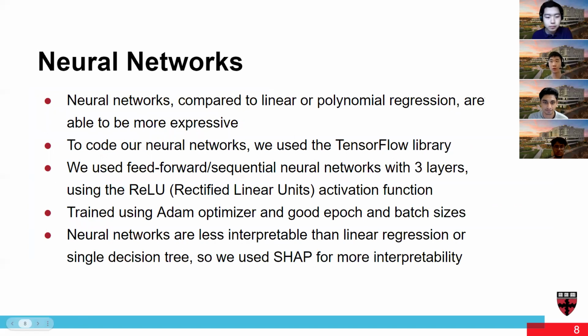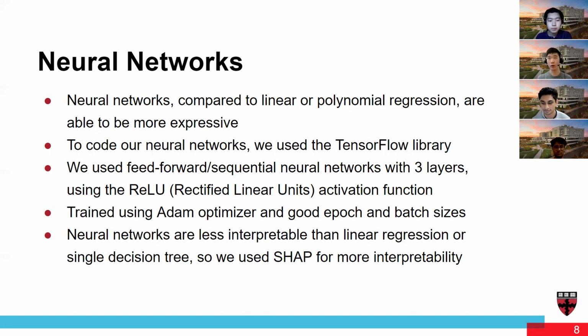In order to express more of the complexity of our model, we wanted to use neural networks. And so we used the TensorFlow library to create feed forward neural networks with 3 layers. And we used the ReLU activation function, which provides the nonlinearities required to be more expressive. Then we trained our neural networks using the Adam optimizer, since research shows it has good performance, and it's especially optimized for large data sets and large numbers of predictors, which matches our use case. We also experimented with epoch and batch sizes to find a good fit that struck the right balance between the training speed as well as the model performance.